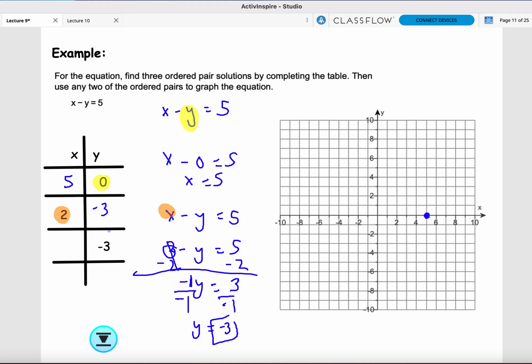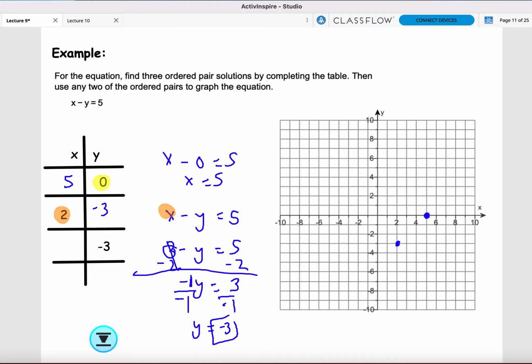So that goes right here. 2, comma negative 3. So X is 2, Y is negative 3. Now it gives us Y is negative 3. I made a mistake, but it's alright. So now we're going to plug in Y for negative 3, right?